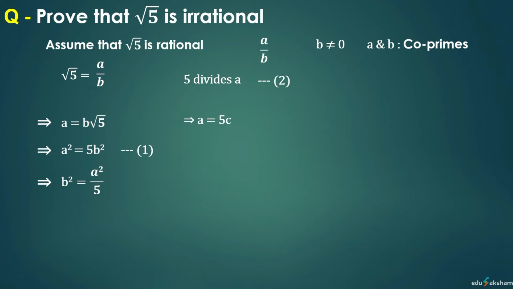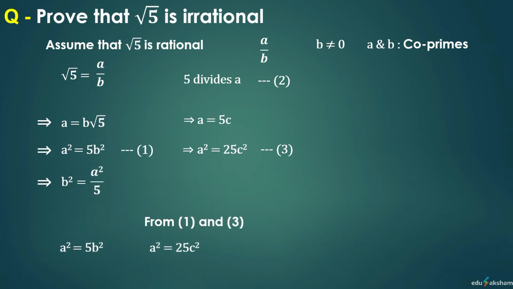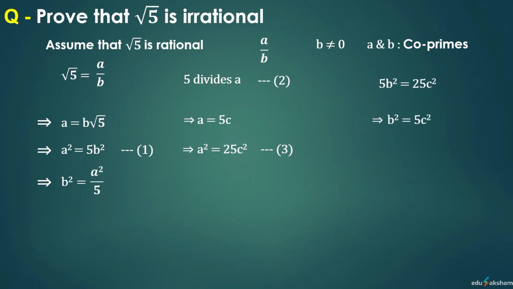Now, squaring both sides of the equation a equals 5c, we get a square equals 25c square, which is equation number 3. Now, from 1 and 3, if we equate a square, then we will get 5b square equals 25c square. 5b square equals 25c square can be further written as b square equals 5c square. Again, we can write this as c square equals b square by 5.